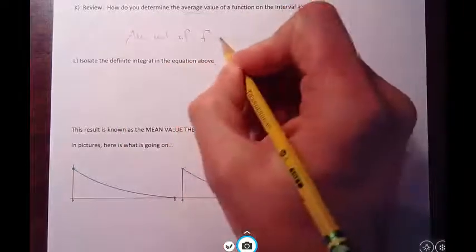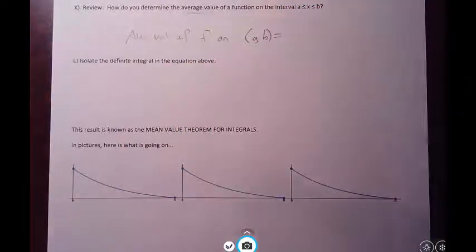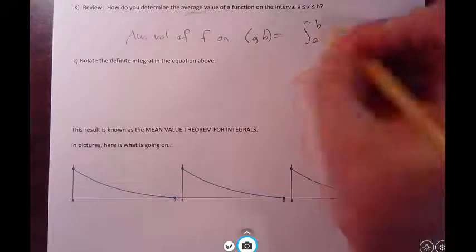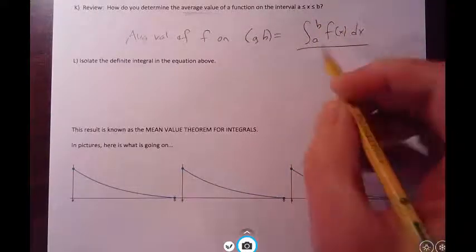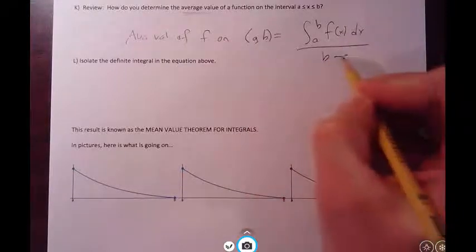So the average value of f on the interval a to b is just the integral from a to b of the function over the width of the interval, which is just going to be right endpoint minus left endpoint.